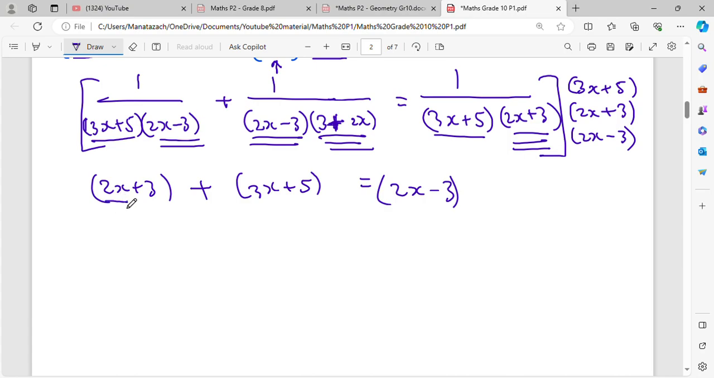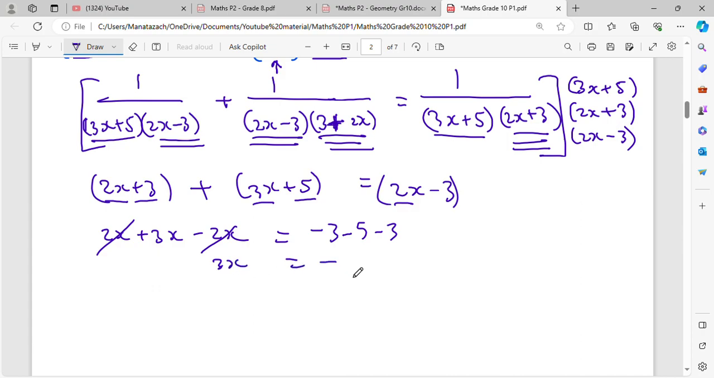Then from here on you group the like and the like. 2x plus 3x minus 2x, this one will come back as negative. Then on the right hand side you write the numbers. 5 will be negative, 3 will be negative. So this one will cancel each other. You'll have 3x is equal to minus, is it minus 11? Yes, that's minus 11. Then you divide by 3 both sides, and x is minus 11 over 3.